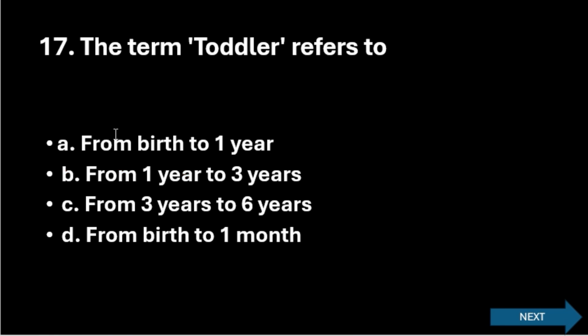The term toddler refers to from birth to 1 year, from 1 year to 3 years, 3 years to 6 years, birth to 1 month. Here you know the toddler is 1 to 3 years. Birth to 1 year is infant, birth to 1 month is neonate, and from 1 month to 1 year is infant. 3 years to 6 years is preschooler.